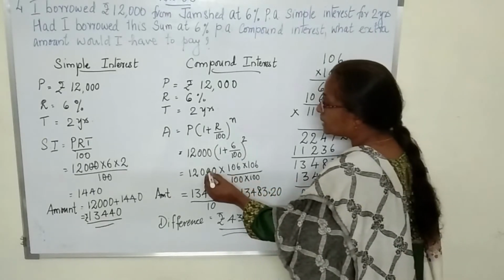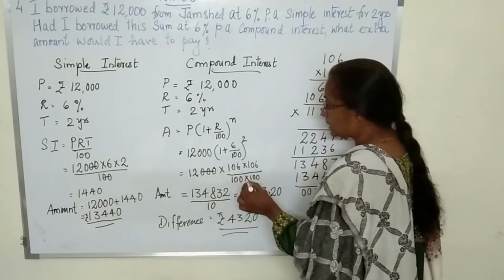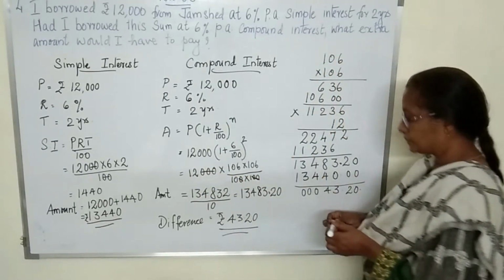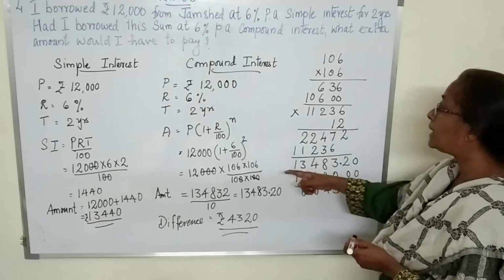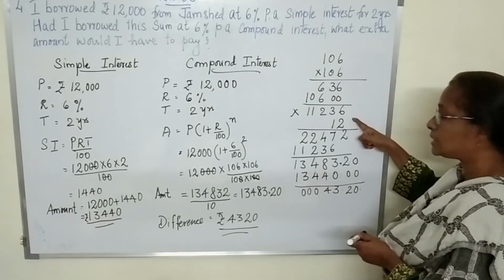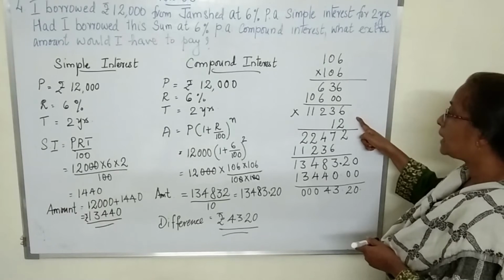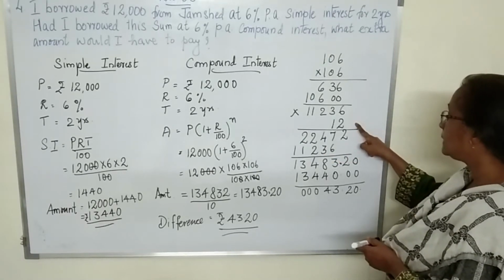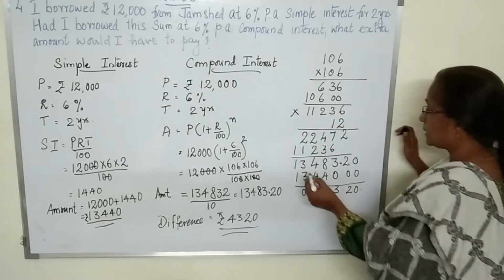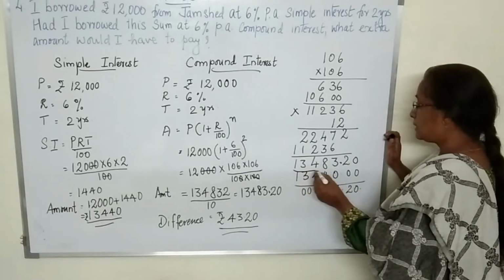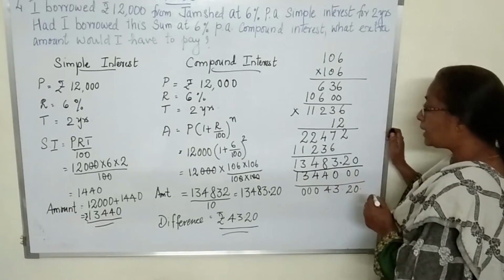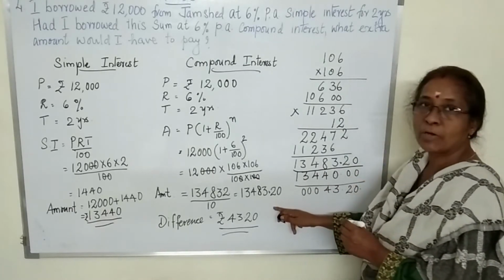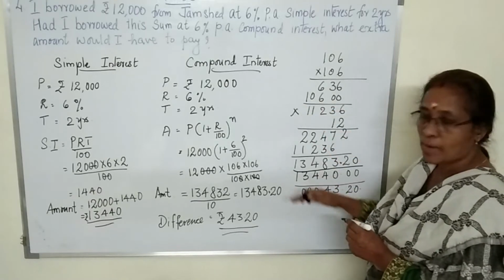So when you do cancellation, 3 zeros get cancelled here. 1, 2, 3 zeros cancel here. Then multiply 106 by 106, which is already done here. Then again multiply that by 12. We get this answer, that is 13,483.20. This will be the amount if we calculate compound interest.